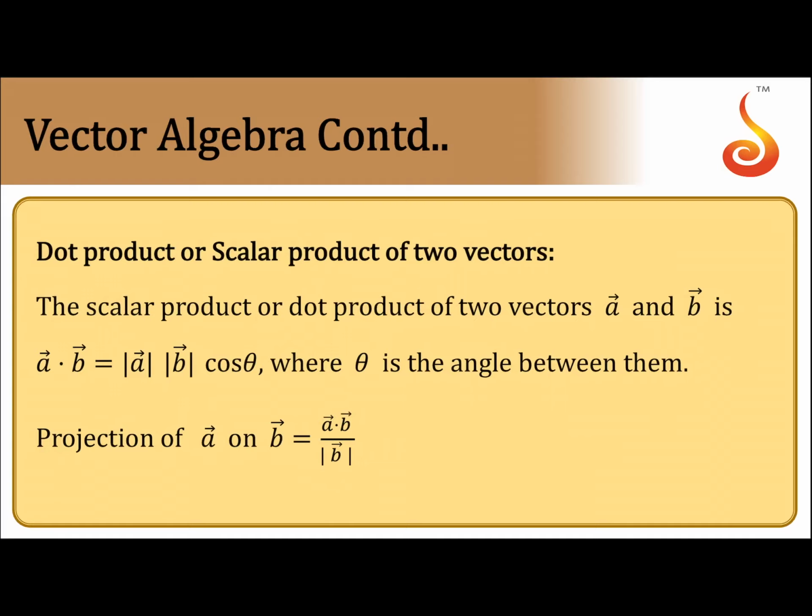Coming to scalar or dot product. Suppose A and B are any two vectors, then A·B equals |A||B| cos θ, where θ is the angle between A, B. Then the projection of A on B is given by the formula A·B divided by |B|. This is the B vector and this is the A vector. Drop the perpendicular. The length of this perpendicular is nothing but A·B by |B|.